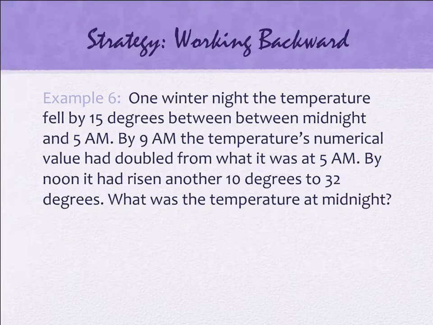This is a case of working backward. The problem goes something like this. One winter night, the temperature fell by 15 degrees between midnight and 5 a.m. By 9 a.m., the temperature's numerical value had doubled from what it was at 5 a.m. By noon, it had risen another 10 degrees to 32 degrees. What is the temperature at midnight?